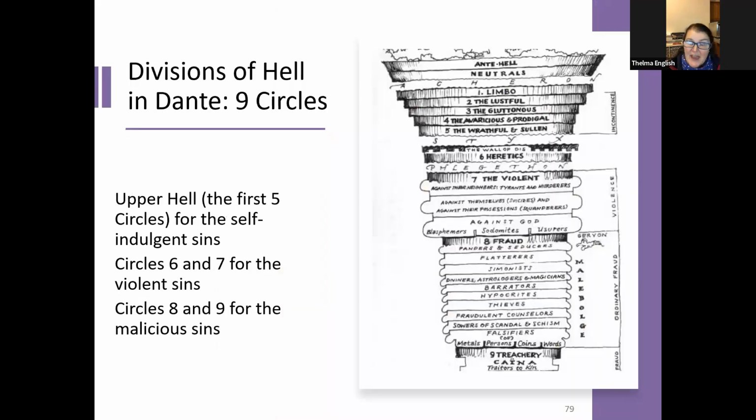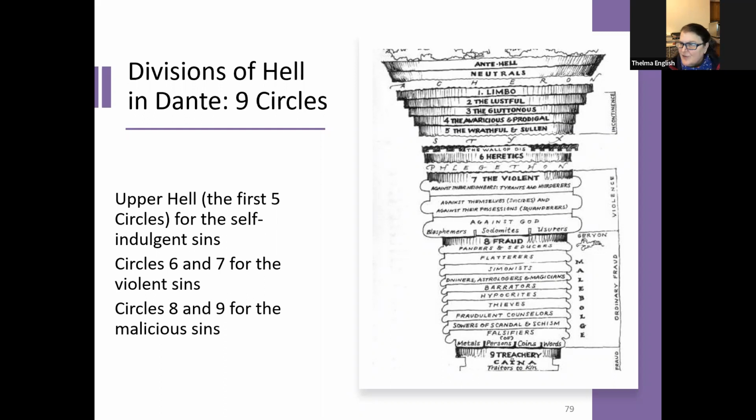The divisions of hell in Dante. There are 9 circles of hell. There's upper hell, the first 5 circles, for the self-indulgent sins. And then circles 6 and 7, those are for the violent sins. Circles 8 and 9 are for malicious sins.